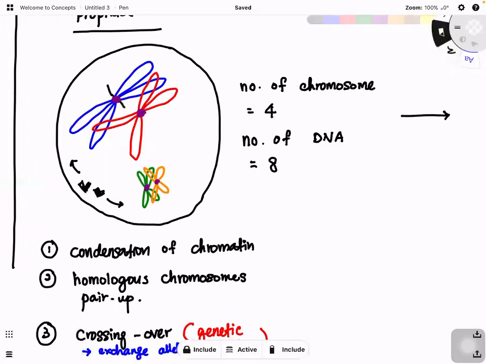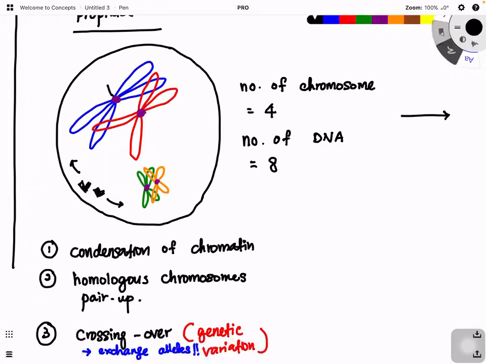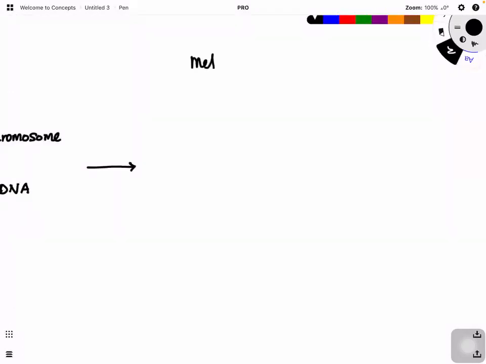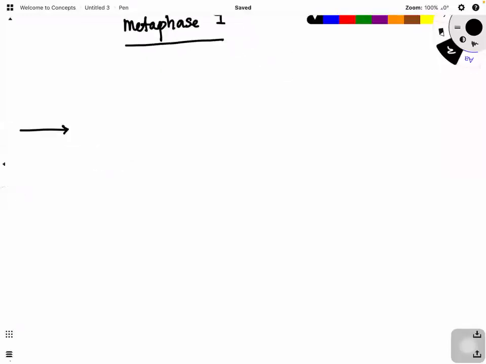Formation of spindle microtubules will push them. Can you see that? Try to imagine that someone pushes them. Push them to where? Push them to the metaphase plate. So we come into metaphase 1. During metaphase 1, what do you expect to see? A signature event.